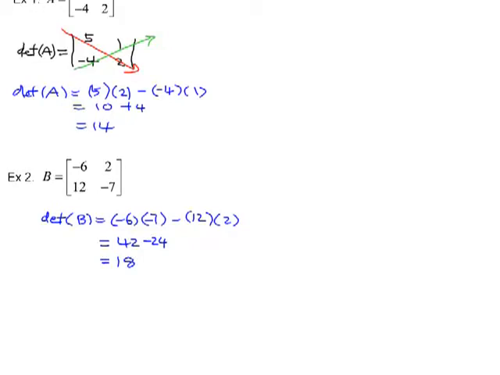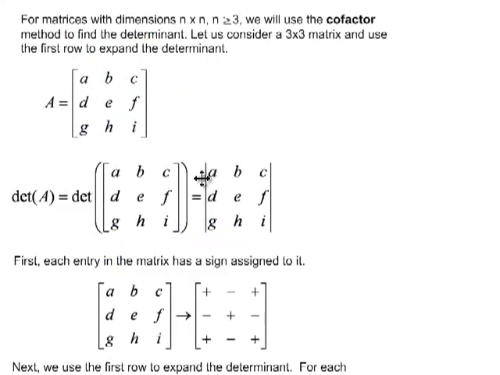Now, moving on to find the determinant of a matrix with higher dimension will be a little bit hectic, so I will go slow. For matrices with dimensions n by n, where n is greater than or equal to 3, we use the method called the cofactor method to find the determinant. So we start out with a 3 by 3.